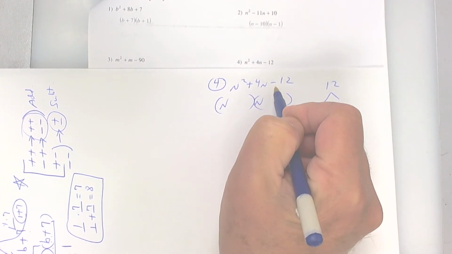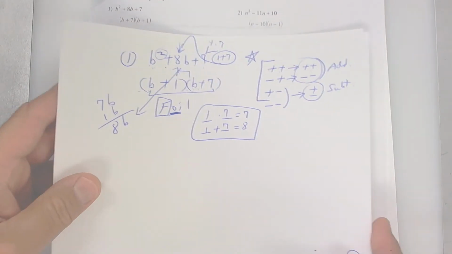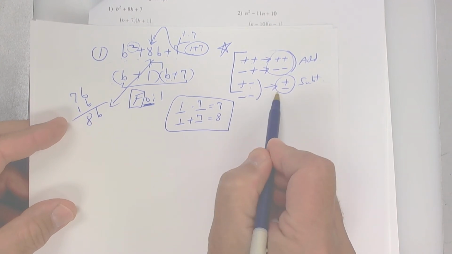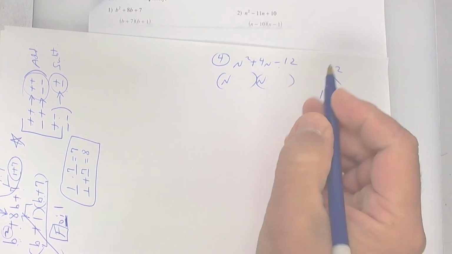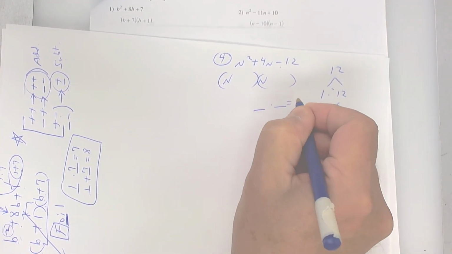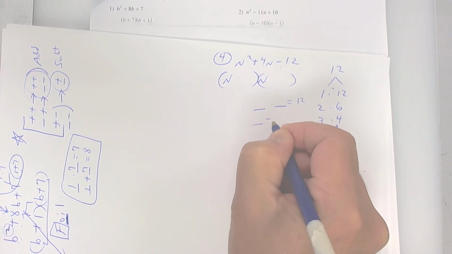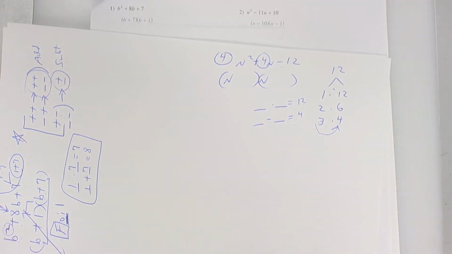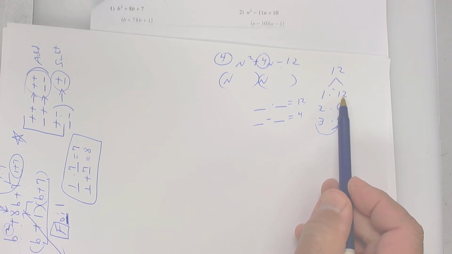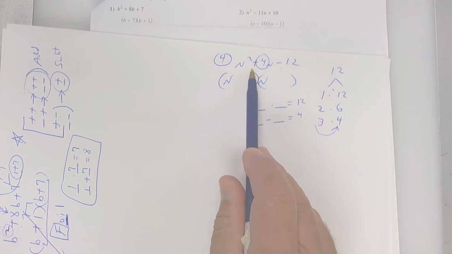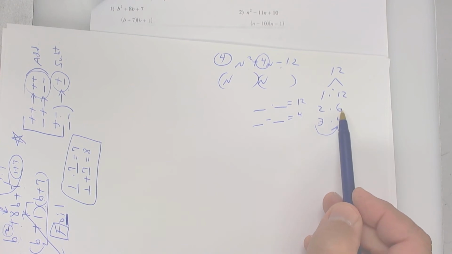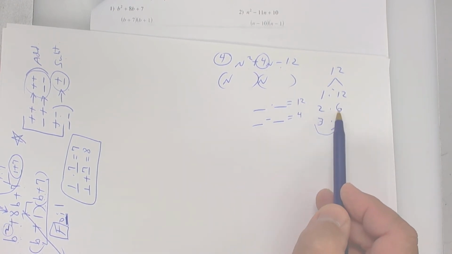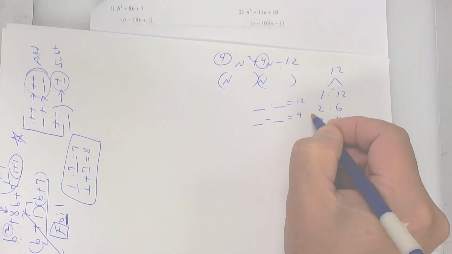Now a plus and a minus, look at the chart. A plus and a minus is going to give you a plus and a minus, and you're going to subtract. So the question is, what times what equals 12 that's going to subtract to give you the middle term, which is 4? Okay? So that's the question. Well, 1 times 12 is 12, but when you subtract, you get 11. We don't want 11. 2 times 6 is 12, but when you subtract, you get 4. That's the one we want right there.